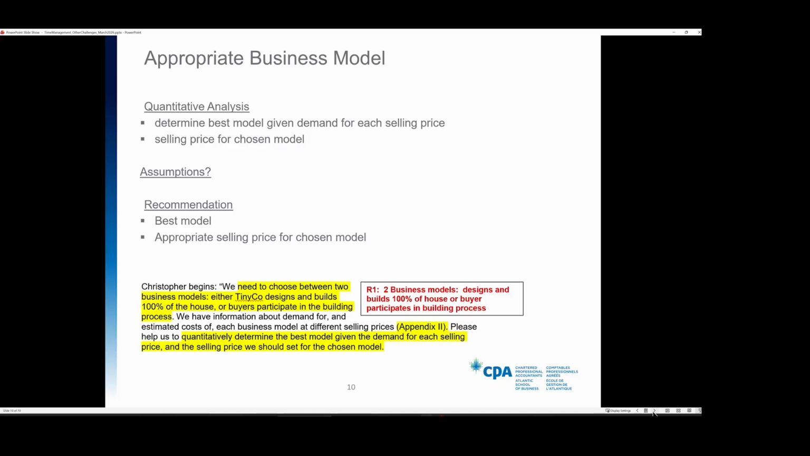You'll notice I have R1 and I'm doing that just so that for those of you who are going to be in Capstone 2 and have access to the Capstone 2 feedback guide, it relates to the first assessment opportunity. But you would never put R1 in a professional memo to a client. So we're going to use the heading appropriate business model. And what we're being asked to do is to perform a quantitative analysis. And they're asking us, we need to answer 2 questions.